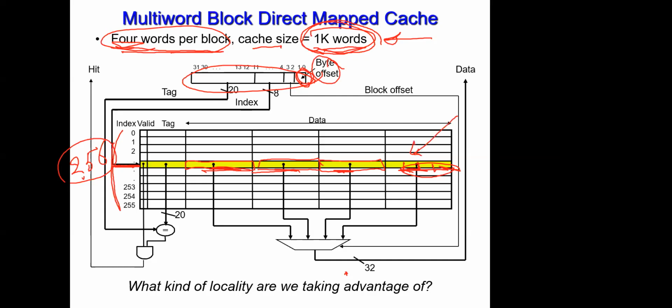Then I have here 1, 2, 3, 4 words. How many bits do I need to tell you that you are in word number 2, not in word number 3, or 4, or 0? How many bits? Again, 2 bits. So the next following 2 bits will basically show you which word inside that block.